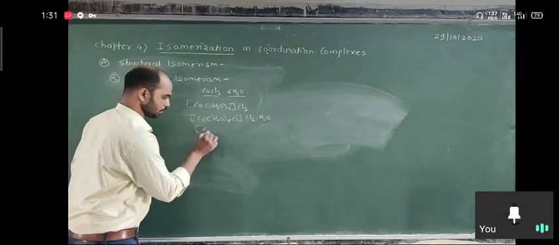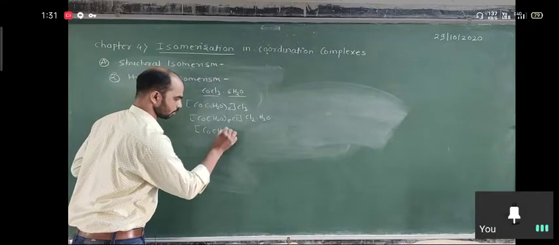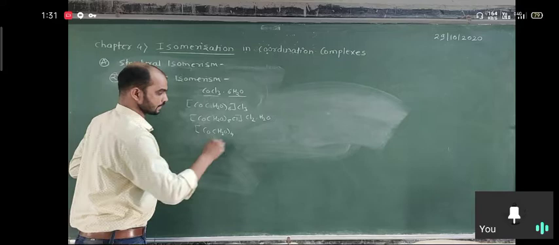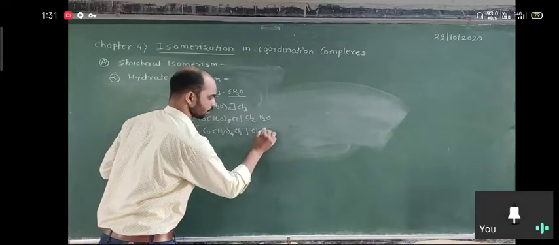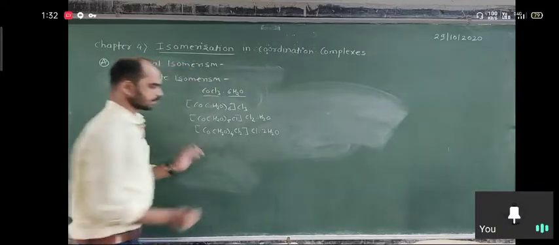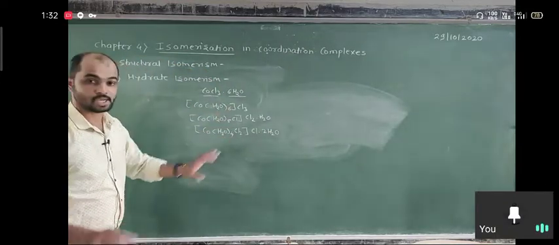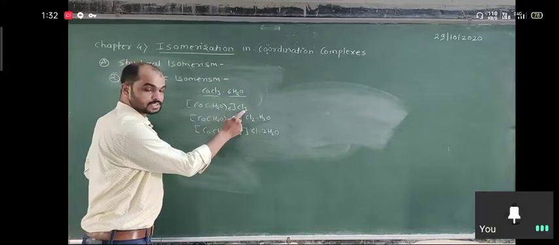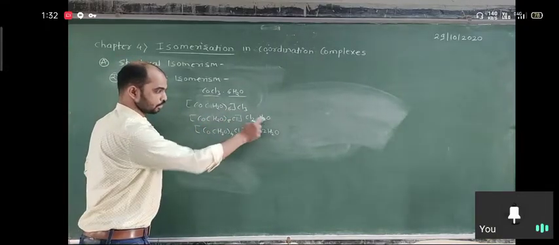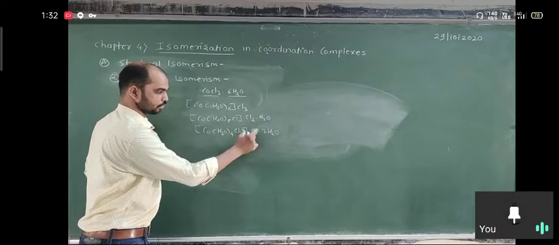In the third case, it is possible to have 4 H2O molecules inside, with that there are 2 Cl inside, only 1 Cl is outside with 2 water molecules. Means if you see, all three compounds have the same molecular formula: 6 water molecules, 3 Cl; 6 water molecules, 3 Cl; 6 water molecules, 3 Cl.